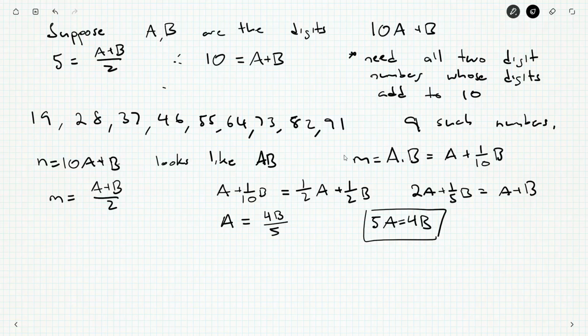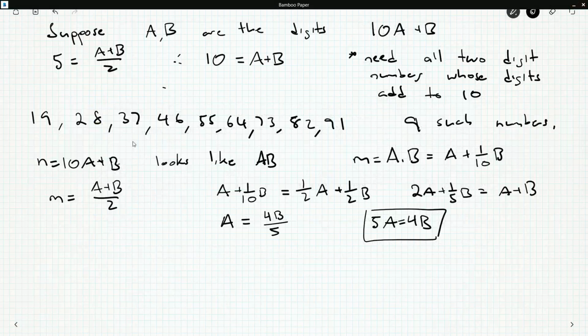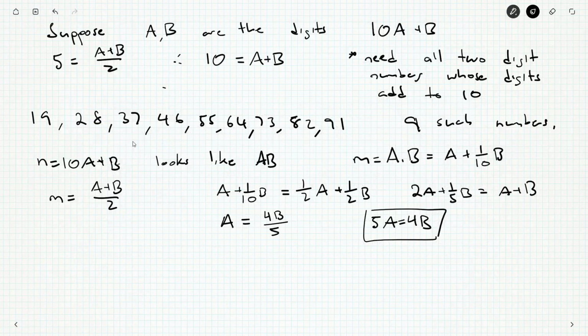Can we actually get that? I think pretty obviously A is 4 and B is 5 will work, but are those the only ones that will work? The way the question is phrased, what is the value of n, makes me think there's only one answer, but let's actually show that. So 5a is equal to 4b. 5 divides 4b. Now 5 doesn't divide 4, and since it's prime, that tells me 5 divides b. But b is a single digit.